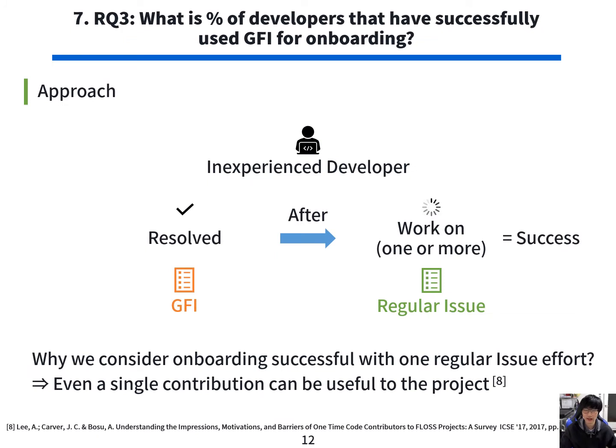Next, we analyze RQ3, the percentage of developers that have successfully used GFIs for onboarding. The approach is to find out if an inexperienced developer can address Rail issues after resolving GFIs. Specifically, the percentage of developers who posted at least one pull request to resolve a Rail issue after resolving the GFI is calculated for each project as developers who successfully onboarded. The reason we consider onboarding successful with one Rail issue effort is that even a single contribution, called a one-time contribution, can be useful to the project.